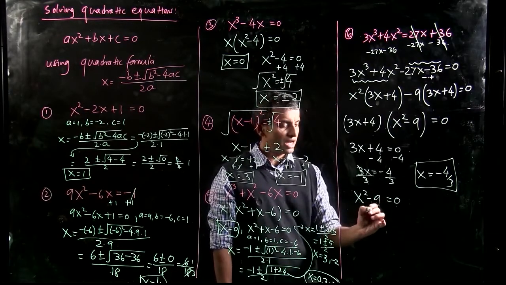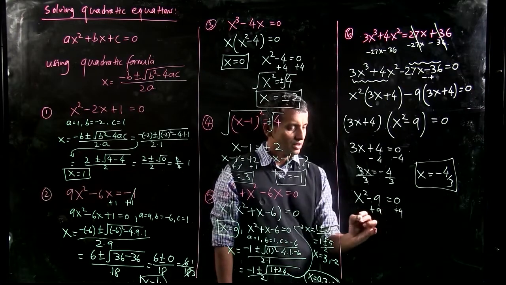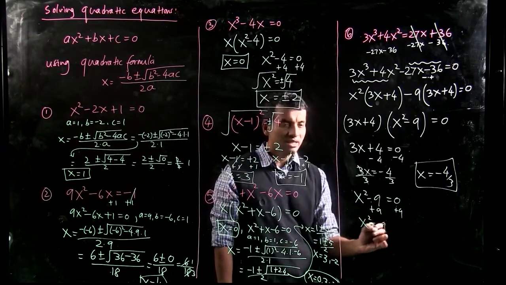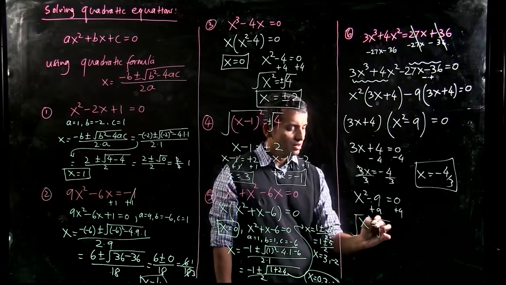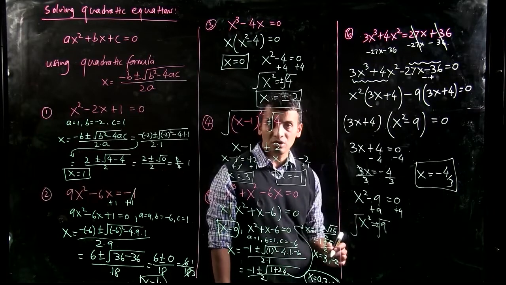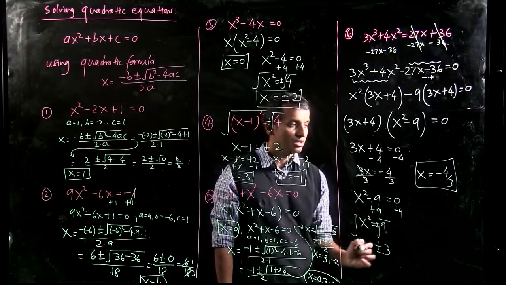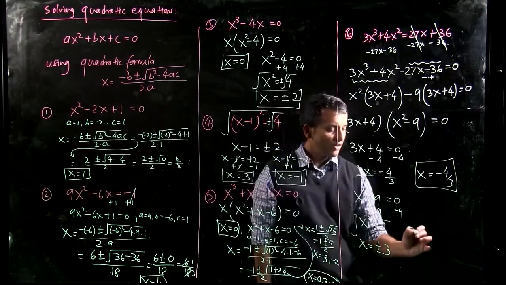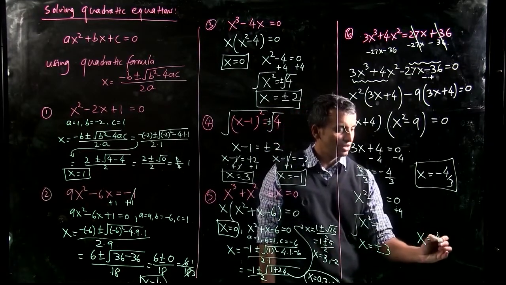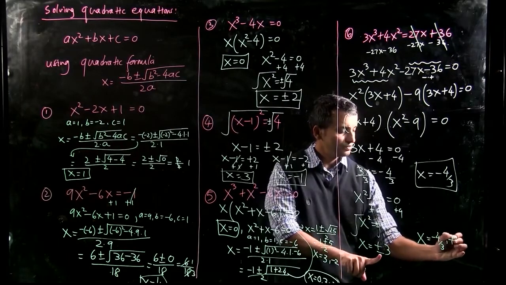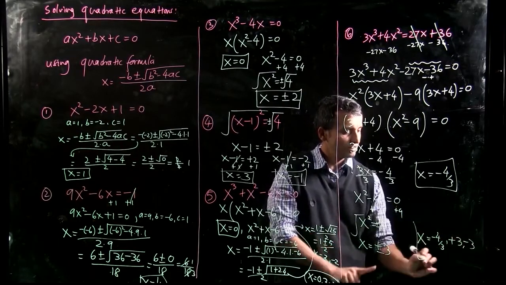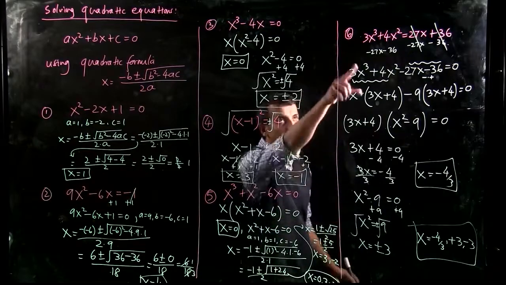But the easiest way is just add 9 on both sides. You get x squared equals 9. Take the square root. And when you take the square root, you should consider plus or minus. So x is basically plus and minus the square root of 9, which is 3. So the final answer is x equals negative 4/3, plus 3, and then minus 3. So these are the roots for this equation.